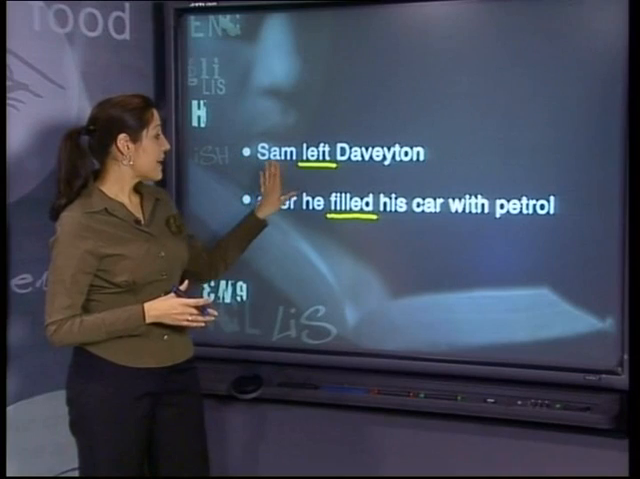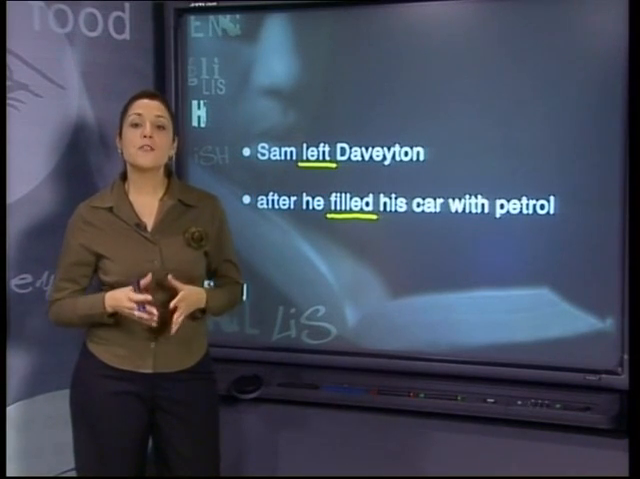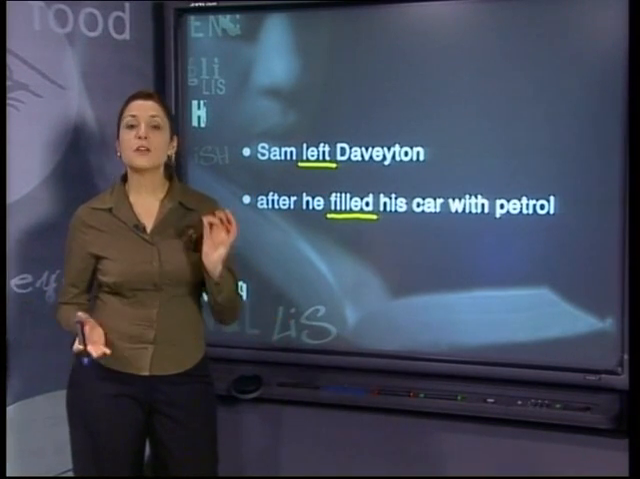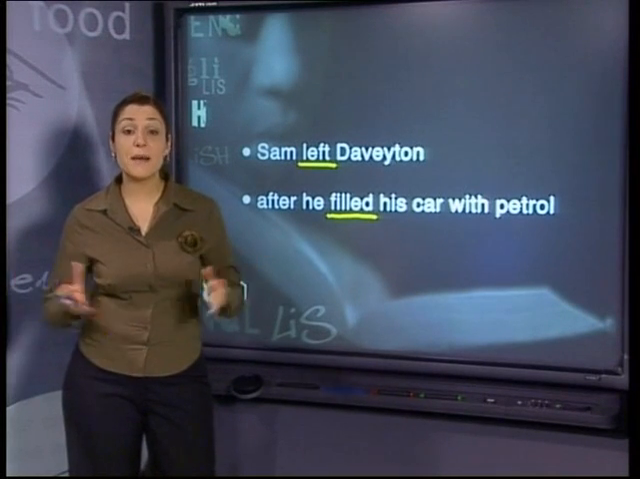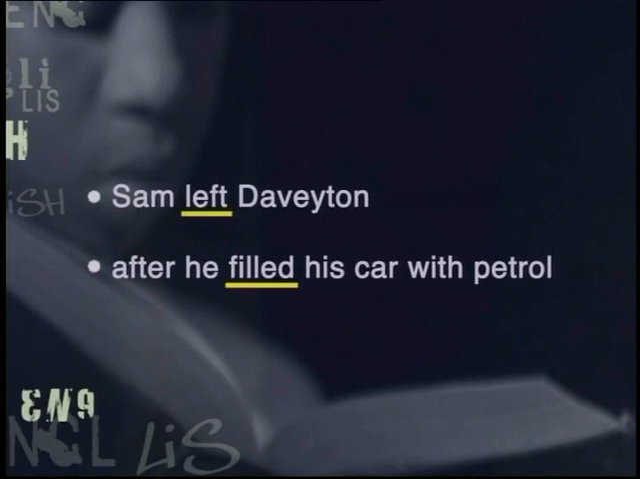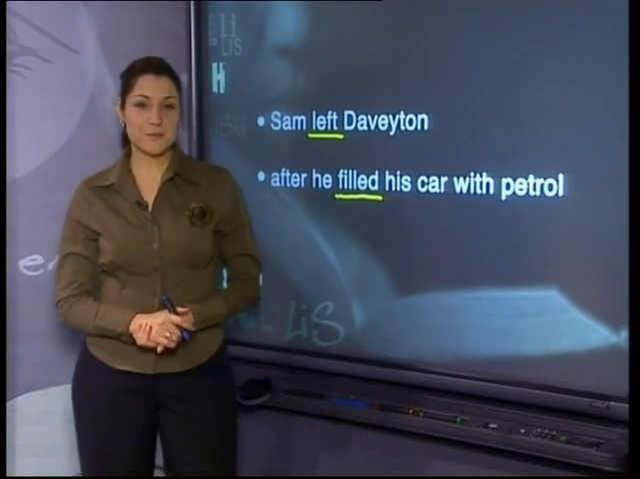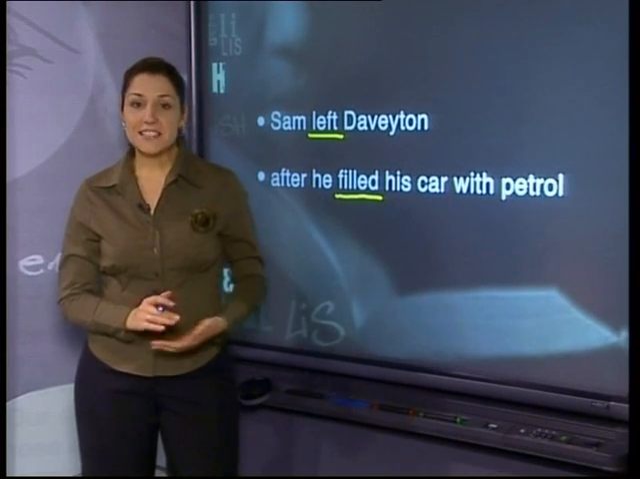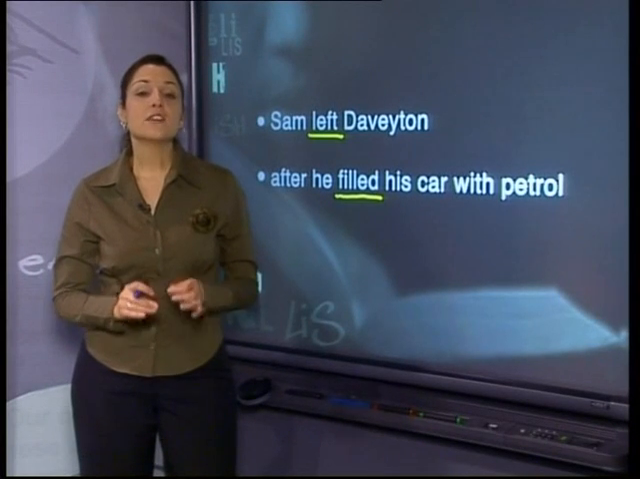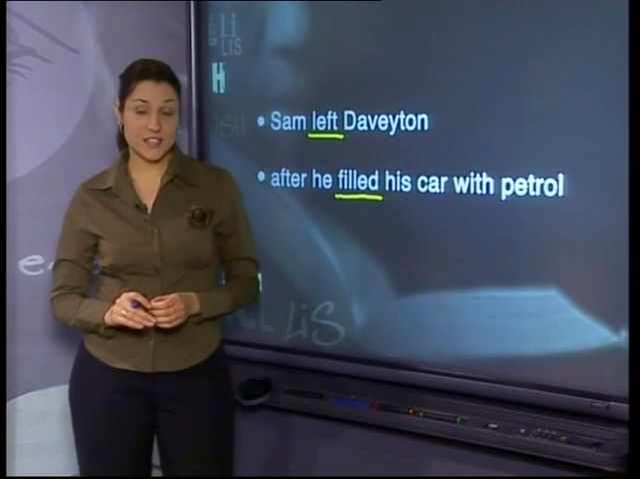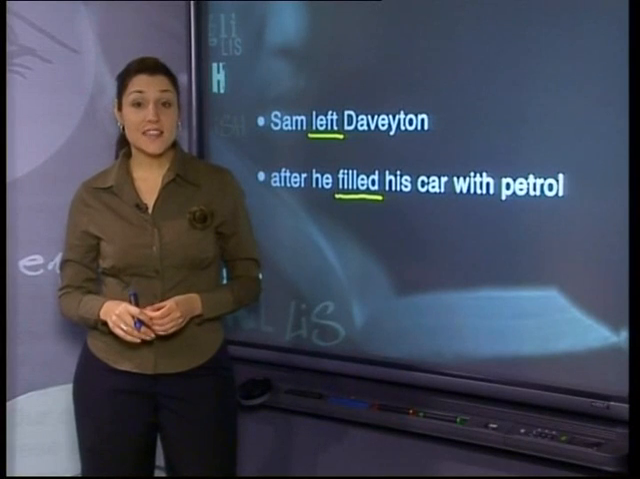The words Sam left Davidton form the main clause. Why? Because they can stand alone and make sense. The subordinate clause is after he filled his car with petrol. Although this clause has a finite verb, it does not make sense on its own. All easy so far. We've done this before. Now for the next step. We have to decide what type of subordinate clause this is. How does it work in the sentence?